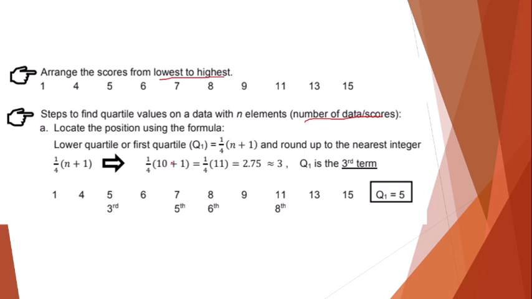You are going to find now the first quartile. So n is 10, plus 1 is 11, times 1/4 is 2.75. Estimate it to the nearest one, so quartile 1 is in the third term. The result stands as the term of the quartile. So this is your third term. Ano yung third term nyo? 1, 2, 3, so 5. Then your quartile 1 is 5.